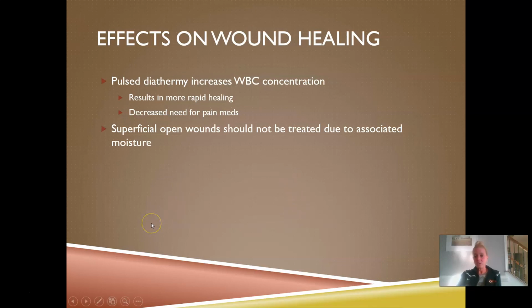Superficial open wounds shouldn't be treated because there is some moisture that's produced with diathermy, so similar to sort of moist heat.